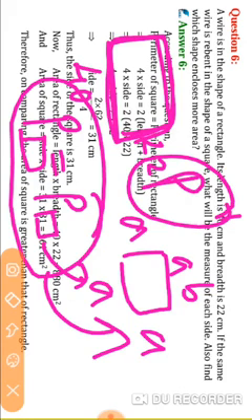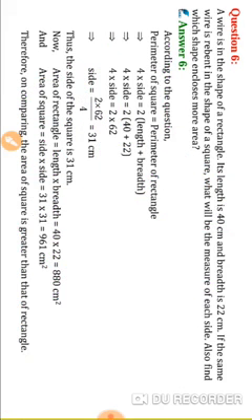Measuring the surface of solids is called area. That space occupied is called volume. You will study this in 10th standard.